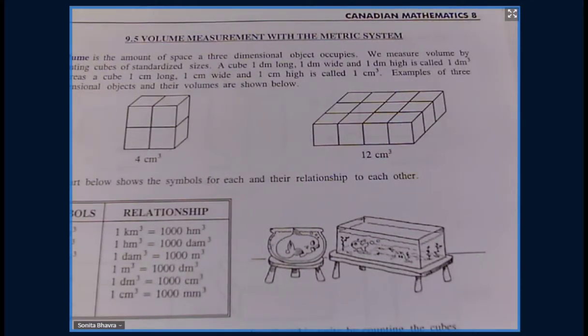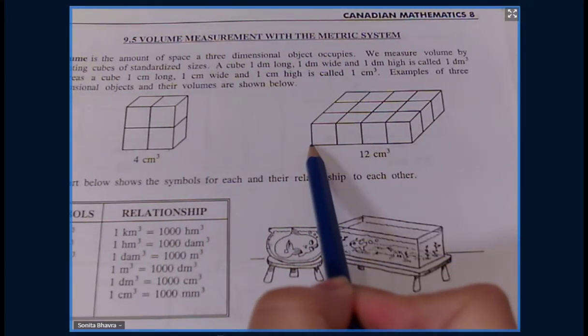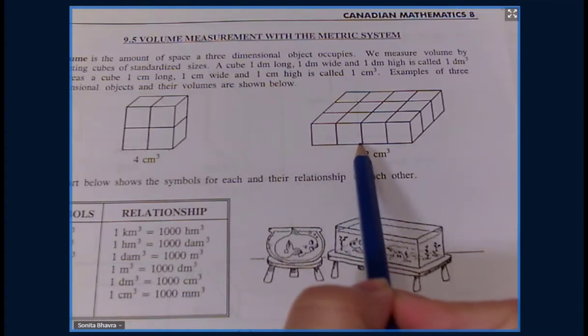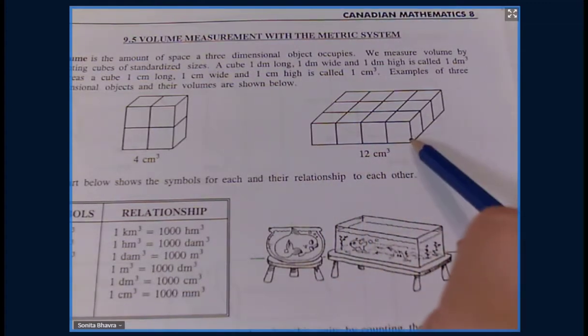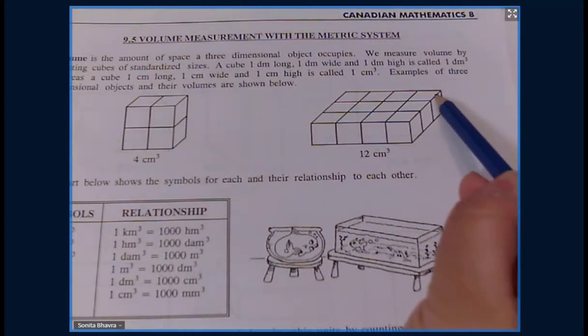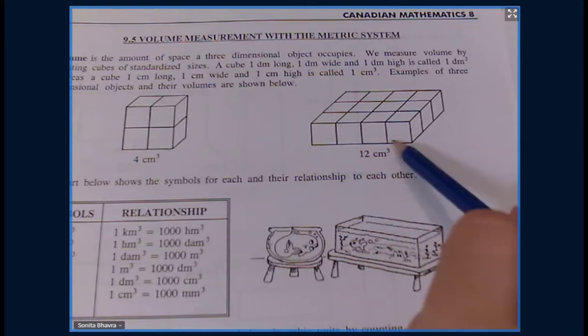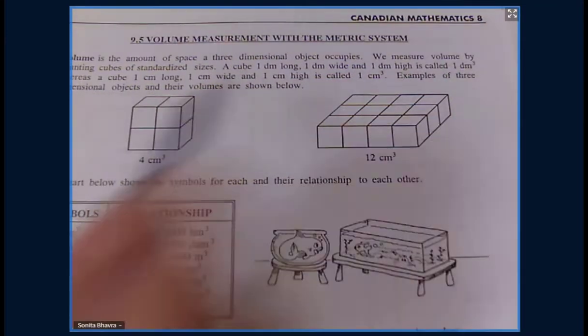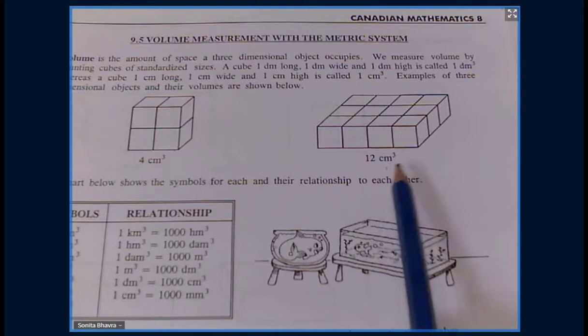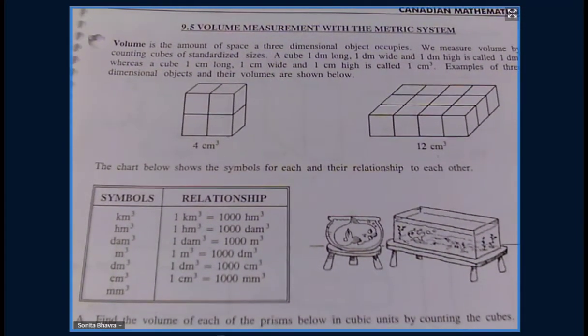Here we have another example. So it is 4 length, 1, 2, 3, 4, times 3, 1, 2, 3, times the 1 for height. So that gives us 4 times 3 times 1, which is 12 centimeters cubed. The chart here shows us some conversions and their relationship to each other. So for example, 1 centimeter cubed is equal to 1,000 millimeters cubed. So that leads us to our next lesson, which is on volume conversions.